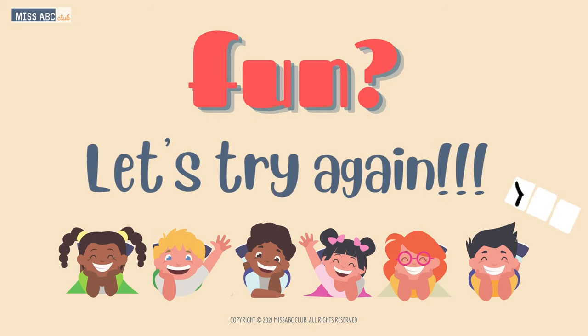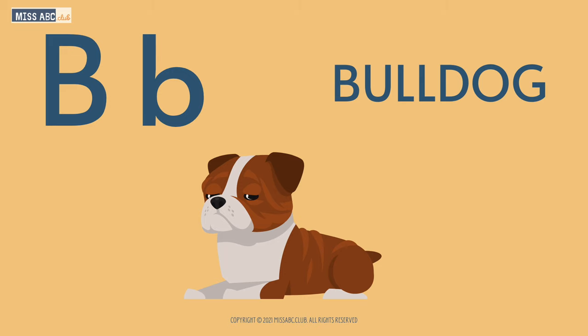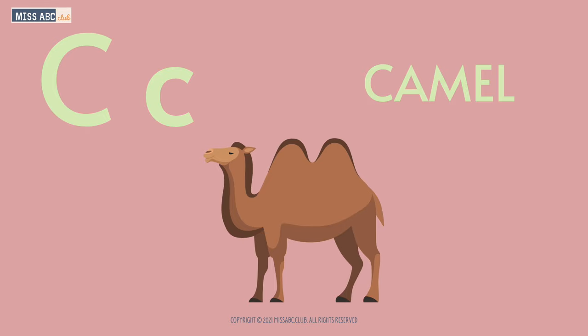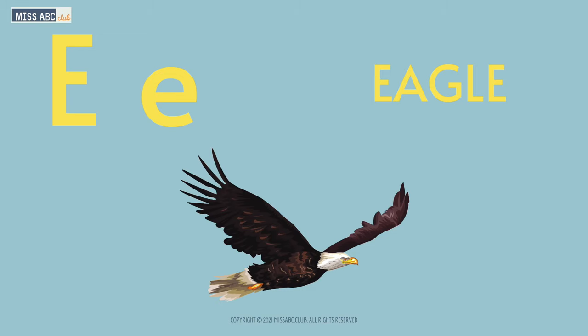So did you have fun, kids? Let's do it one more time. A. Anteater. B. Bulldog. C. Camel. D. Dolphin. E. Eagle.